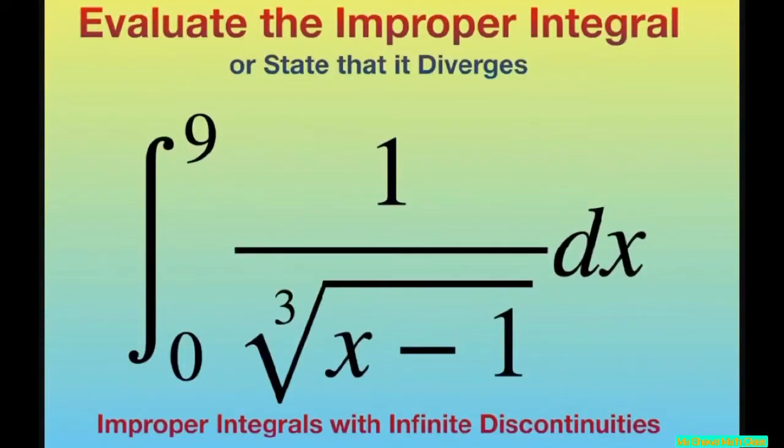Everyone, we're going to evaluate the improper integral or state that it diverges. We're going from 0 to 9 of 1 divided by the cube root of x minus 1 dx. It has an infinite discontinuity at x equals 1. So, we are going from 0 to 9, but it's discontinuous at 1.